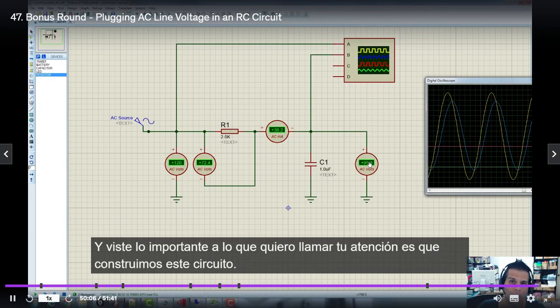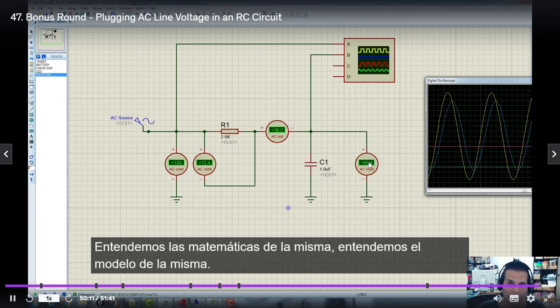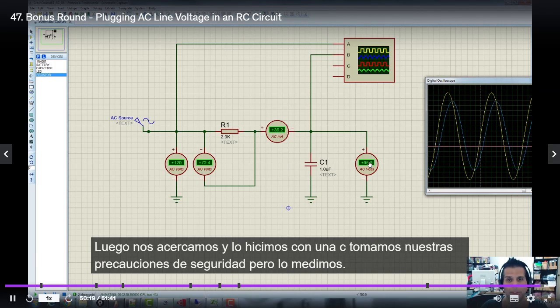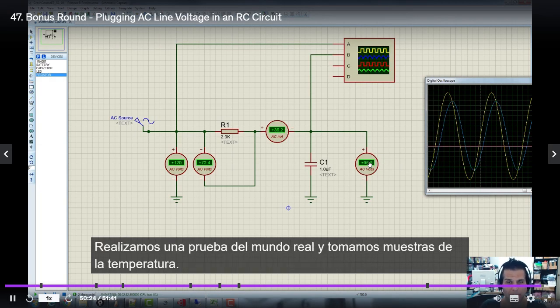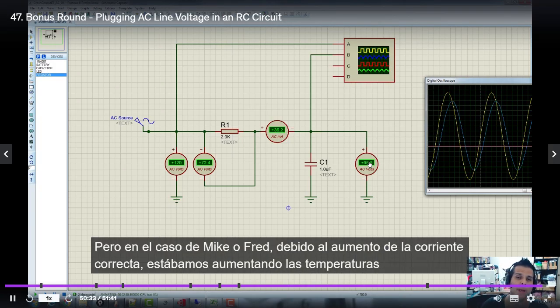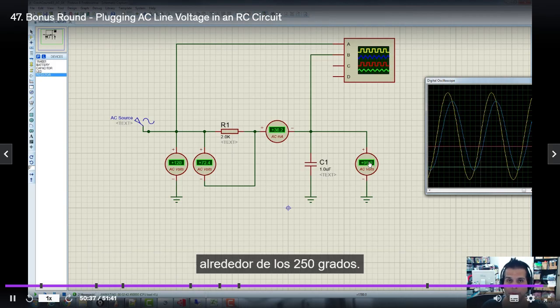And you saw the important thing that I want to bring your attention to is we built the circuit, we understand the mathematics of it, we understand the model of it. Then we tested it on the bench with lower voltages. We saw that it was going to work. Then we went over and we did it with AC. We took our safety precautions, but we measured it. We actually took a real-world test and sampled the temperature. We saw that with the 0.33 microfarad, the thing was getting at about 100, 115, 120 degrees. But the 1 microfarad, because of the increased current, we were getting temperatures up around 250 degrees.